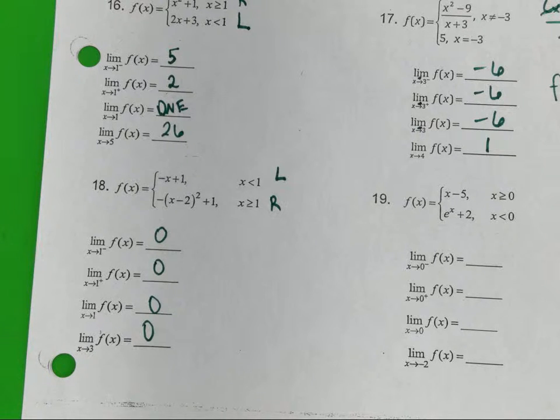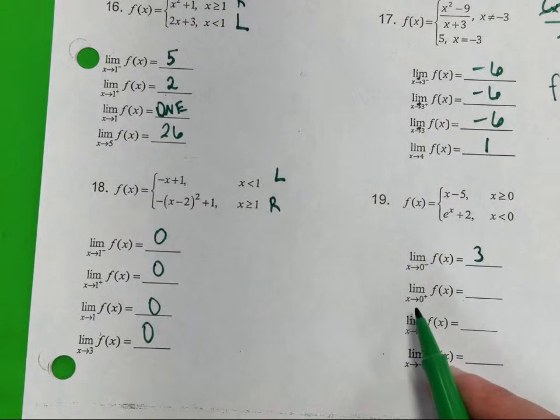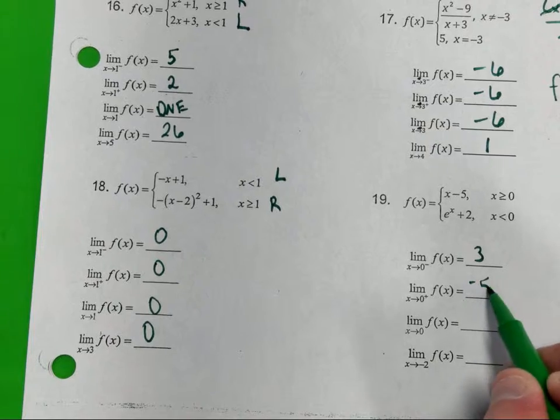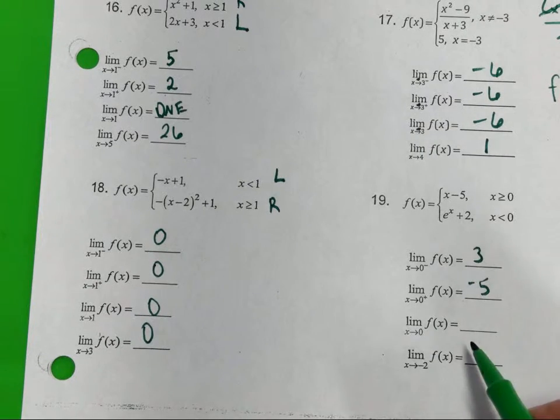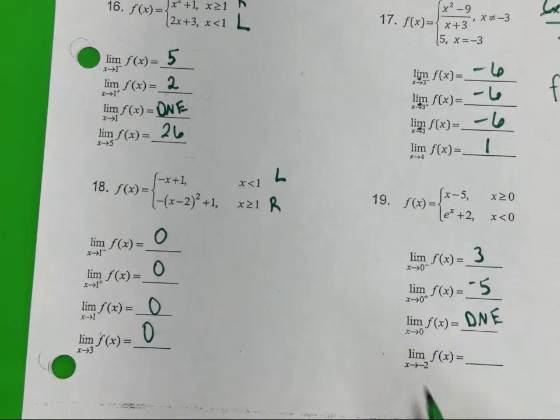All right, here. That's your right, that's your left. X approaches 0 from the left. I plug 0. E to the 0, anything raised to 0 is what? 1 plus 2 is 3. X approaches 0 from the right. 0 minus 5 is? Okay, those are my one-sided. What's my two-sided going to be? Does not exist.